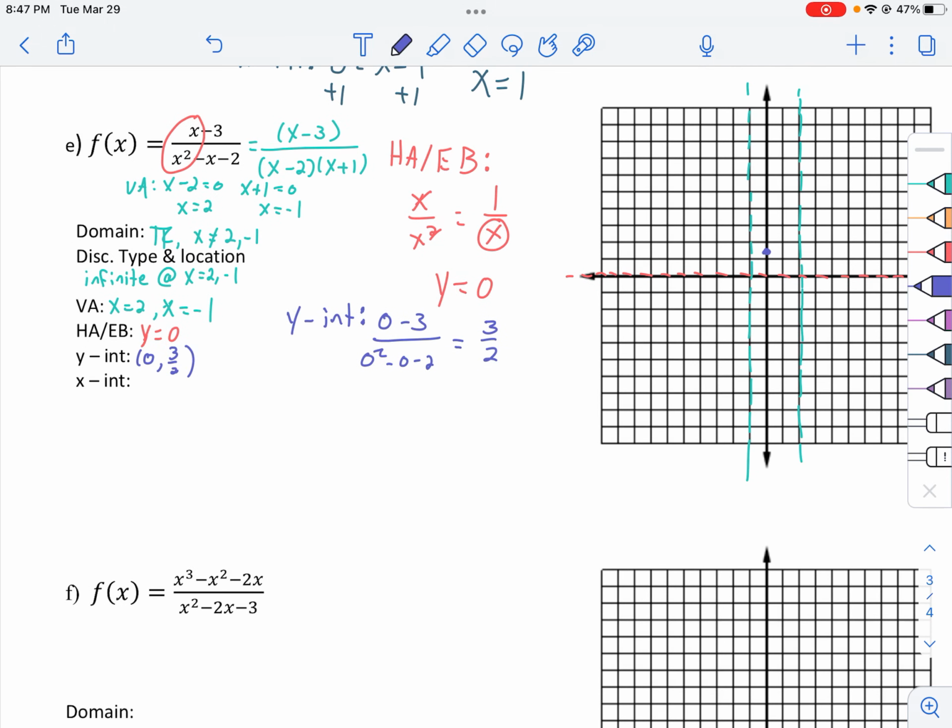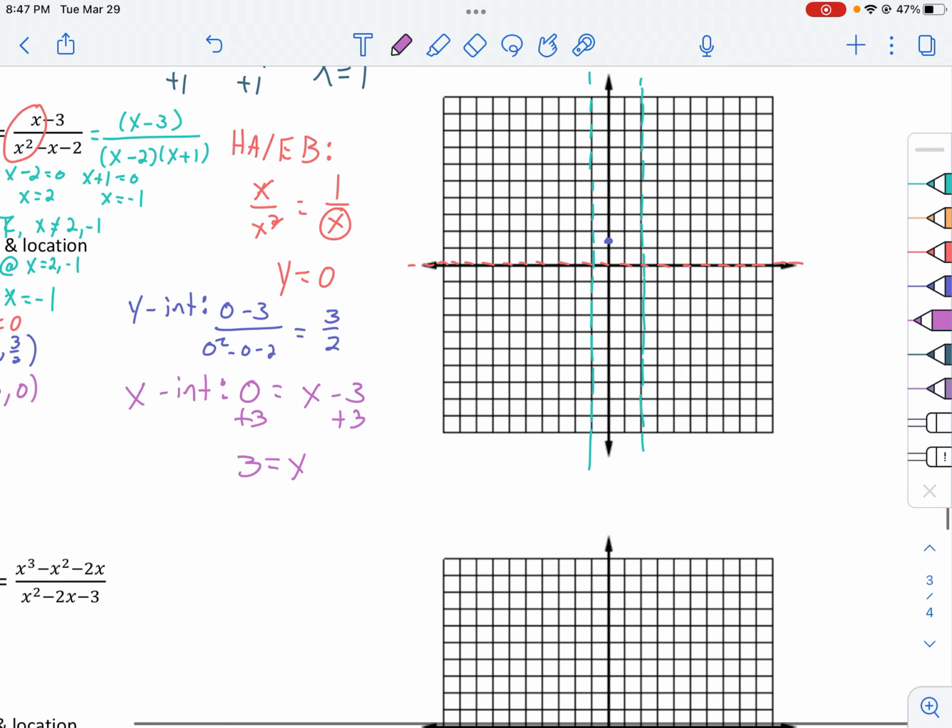And then let's go to our x-intercept here. X-intercept, make it pink, x-intercept. Remember, that's going to be set the top equal to 0, so 0 equals x minus 3. Add 3 to both sides. 3 is equal to x. So that's going to give us 3, 0 for the x-intercept.